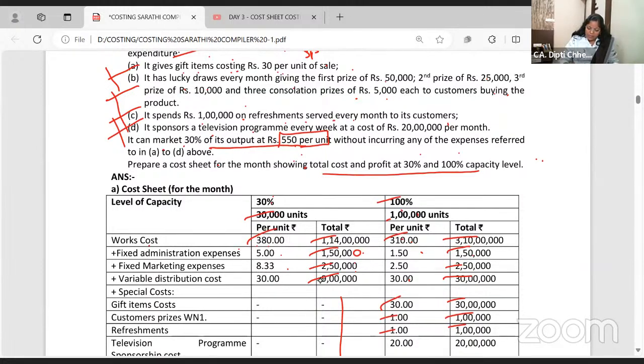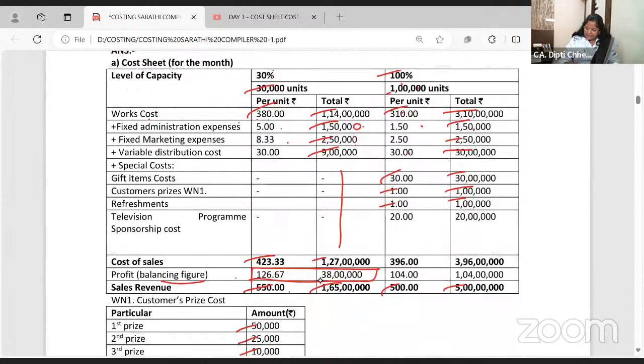For this program you will get a sponsor, a TV program for your ad, 20 lakhs, and 1 lakh units are produced, so 20 per unit. So these expenses will be incurred only if you operate at 100% instead of 30%. So you got this 396 and this profit. There is your answer.